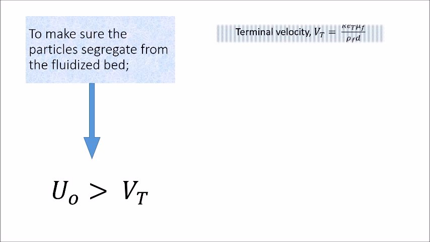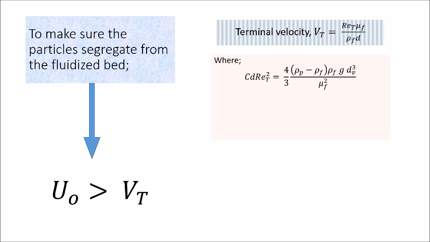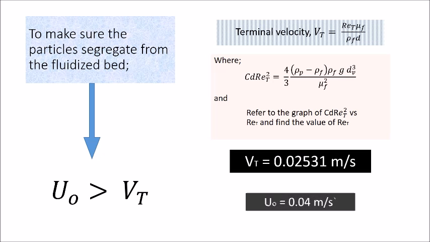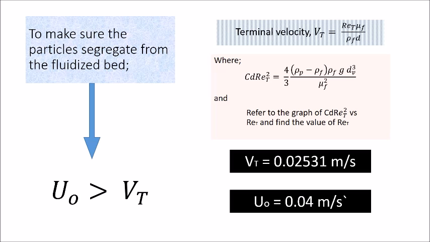To make sure the particles segregate from the fluidized bed, superficial gas velocity must be greater than terminal velocity. The methods and formula for terminal velocity are as stated. The terminal velocity is 0.02531 meter per second and the suggested superficial gas velocity is 0.04 meter per second.